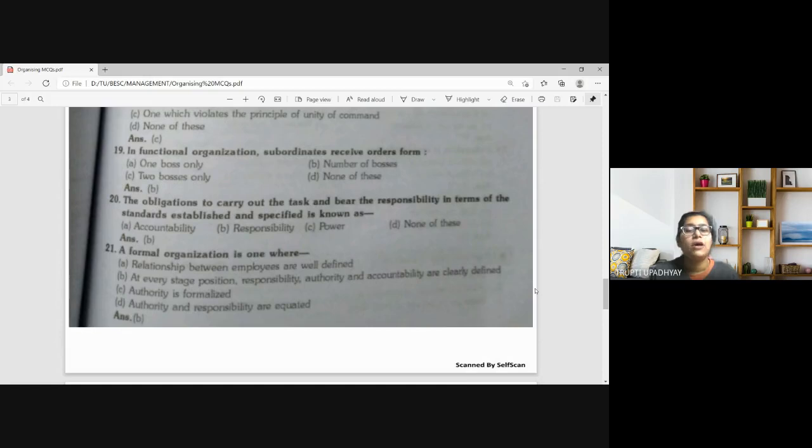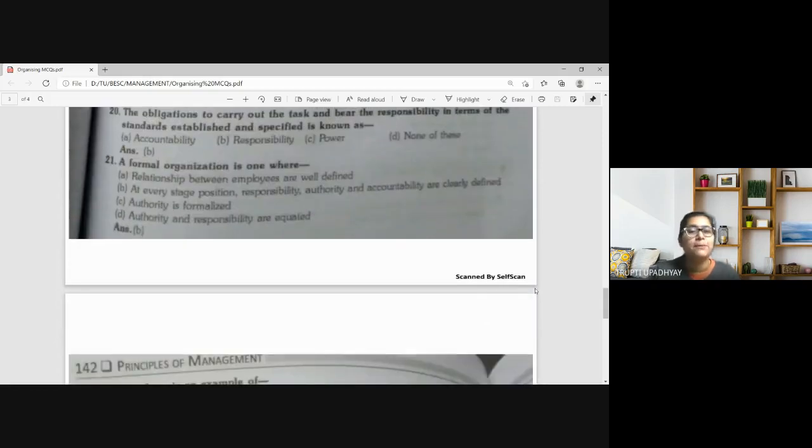So if you are having the obligation, so obligation, the next word is responsibility. So answer is responsibility. Next question, formal organization is one where A, relationship between employee are well defined. B, at every stage, position, responsibility, authority, accountability are clearly defined. C, authority is formalized. D, authority and responsibility are equal or equated.